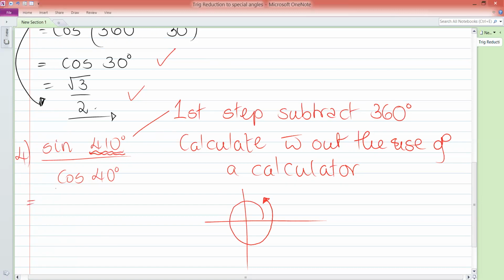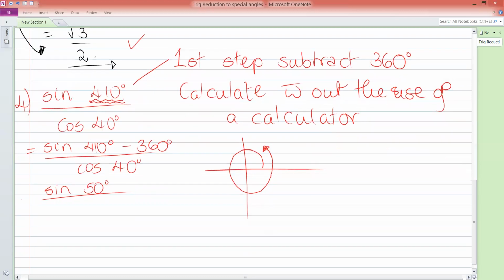Okay, so let's start with the numerator. So sine 410, first things first, subtract that 360 there. And what do we get when we subtract 360 from 410? We get sine 50 degrees. Okay, now at the bottom here, we have cos 40 degrees. So we're going to get a mark for doing that, subtracting so that you get sine 50.